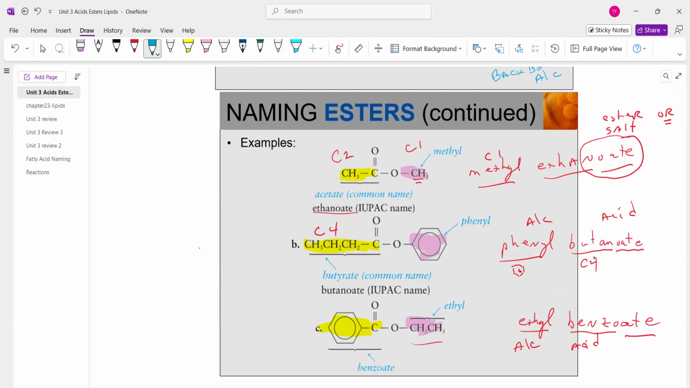Okay, so to name this with the quote unquote IUPAC name, even though this is an accepted common name, I want us to use the IUPAC name, the original one. So we're talking about this is the alcohol part, one carbon alcohol. So that's a methyl. Two carbon acid, so that's an etha, like ethanoic acid. This is going to be ethanoate.